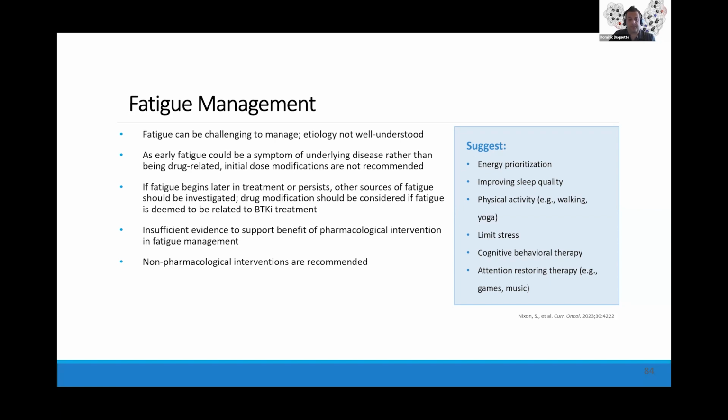Now, again, usually this can be done without changing the dose, but the main therapy that I suggest for any patient that has fatigue is physical activity. It's been shown in multiple cancers or treatments. That's the biggest thing that can help a patient. So it's something that's hard to manage, but you have to stress the importance for those patients.